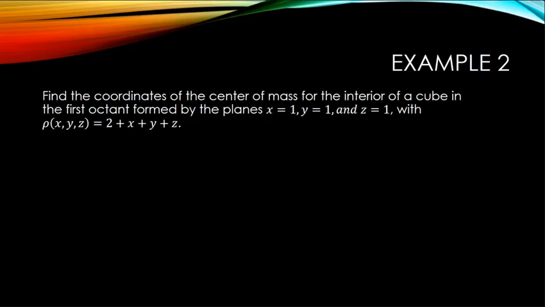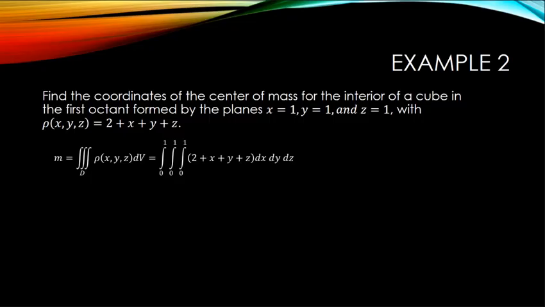I want to find the coordinates of the center of mass for the interior of a cube in the first octant that is formed by the planes x is equal to 1, y is equal to 1, and z is equal to 1, with rho of xyz equal to 2 plus x plus y plus z. My total mass is given by the triple integral over the region D of rho of xyz dv.